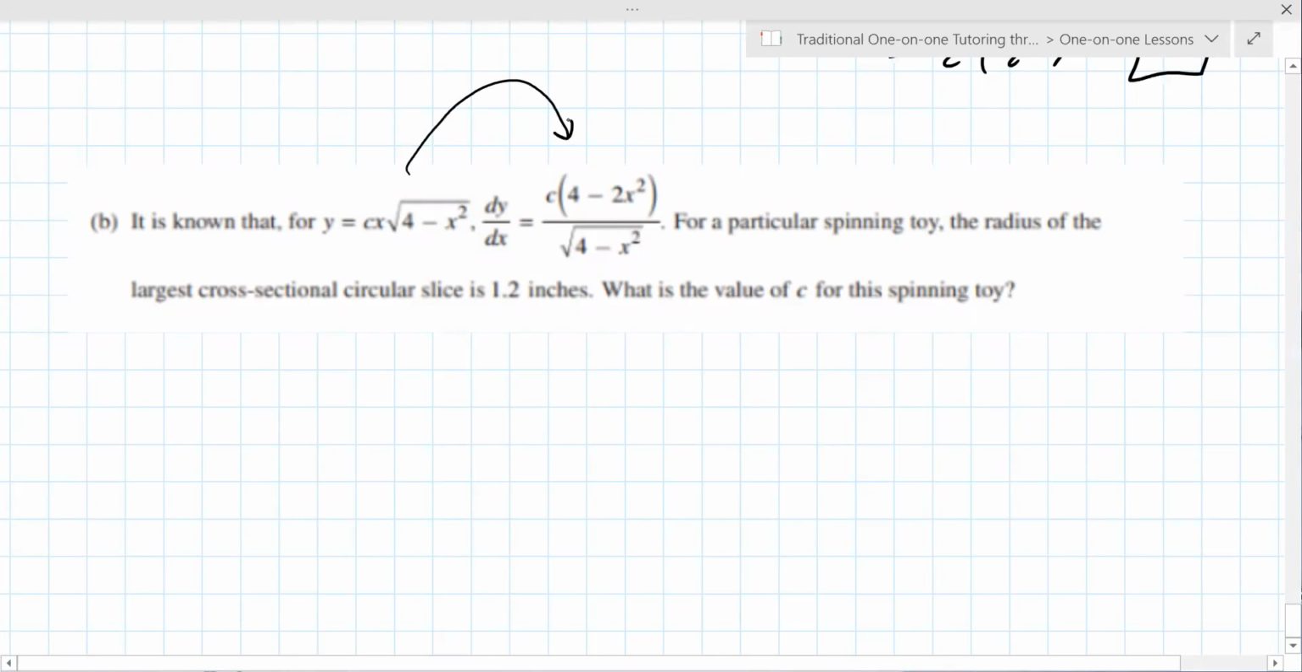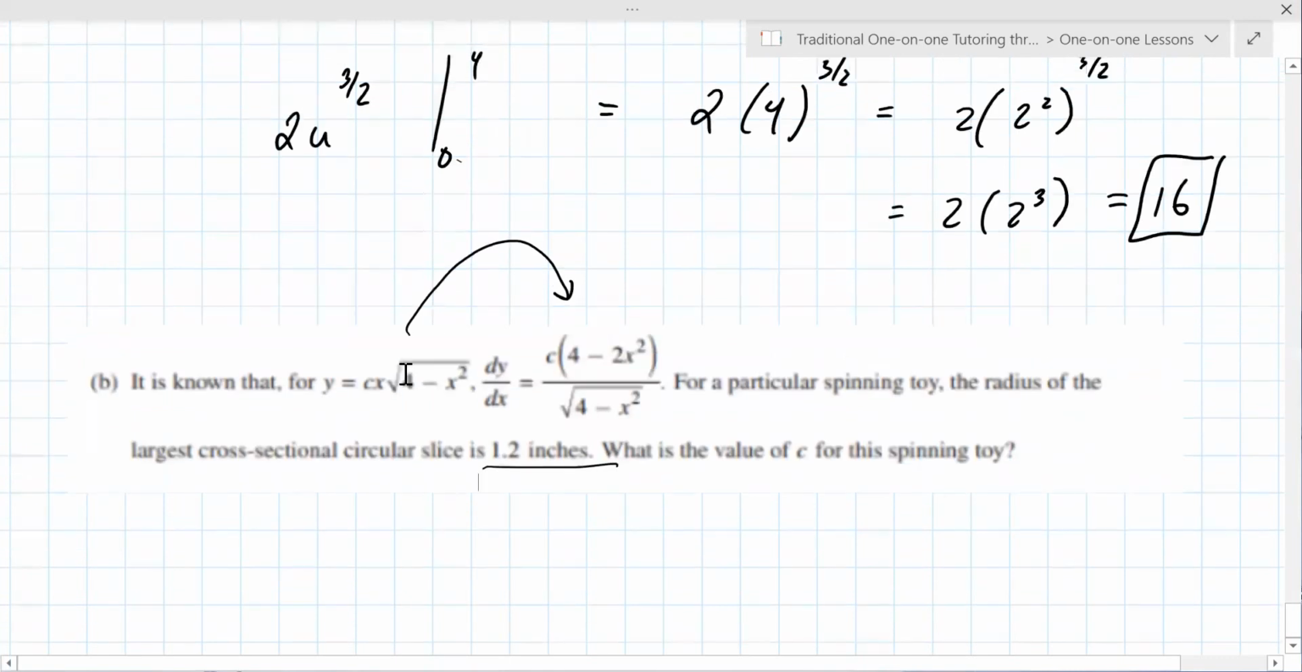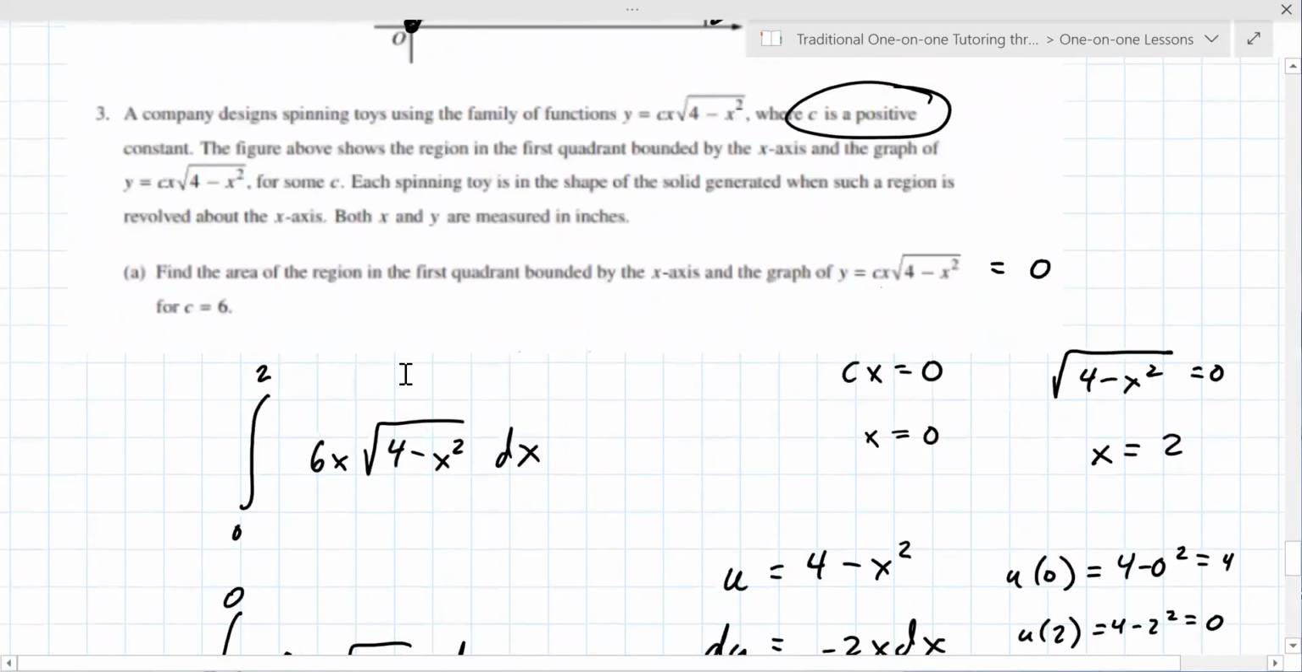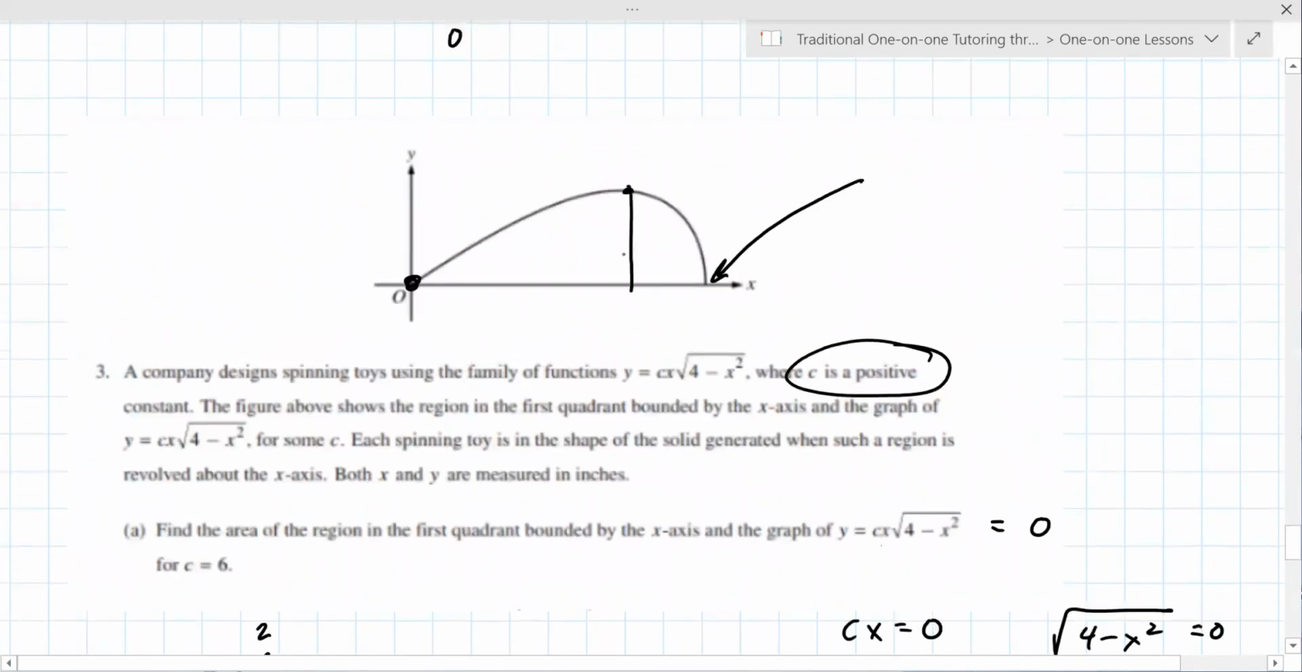And they're telling you the radius of the largest cross-sectional circular slice is 1.2 inches. What I take that to mean, if we go back to our picture, is they're talking about this max. They're saying this distance right here is 1.2. Okay. And it likely corresponds... Oh, no, I know why. The derivative is 0 there.